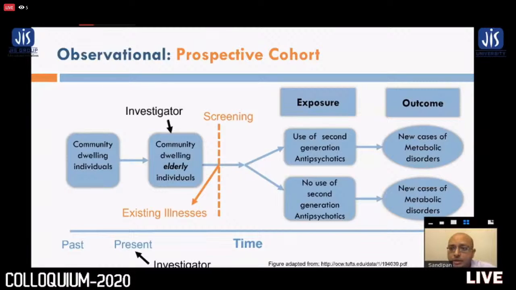So that is something in a nutshell about the different types of studies that we conduct to generate real world evidence. Now the question is, okay, we have this evidence. How good or bad is it? So we need to do something of a risk of bias assessment.